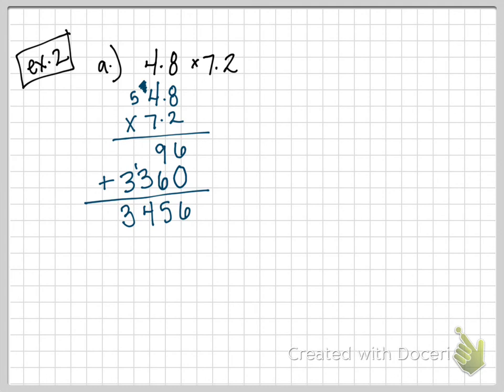How many decimal places do I need to move? Dylan? 2. Why? Because you have to add the decimals. This is 1 and the other is 1. Very good. So we move it 2 places.